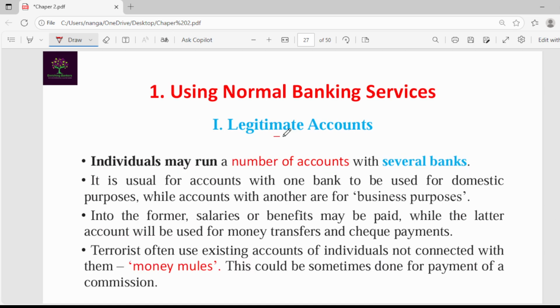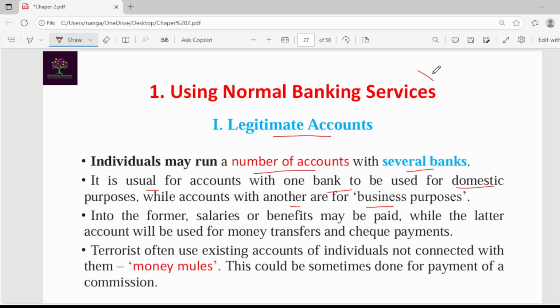Next method is legitimate accounts. Individuals may run a number of accounts with several banks. So we know that so many people have 2 or 3 accounts in different banks. It is usual for accounts with one bank to be used for domestic purposes, while accounts with another are used for business purposes. So these are legitimate accounts. So nobody can doubt these transactions. I will explain this with one example.